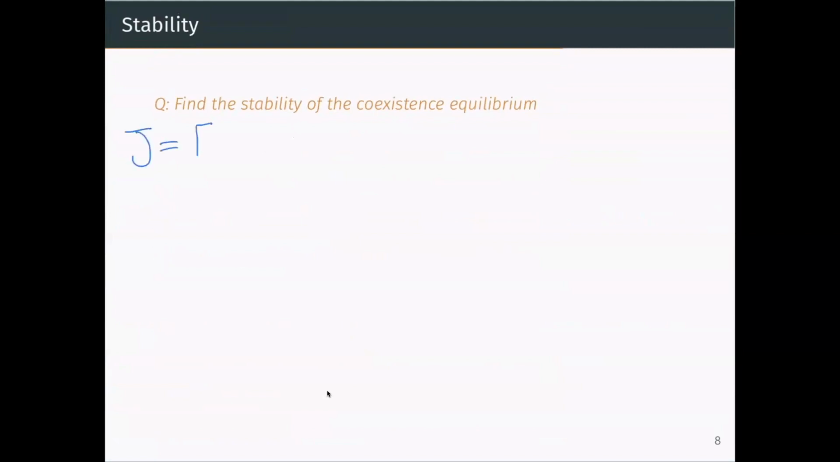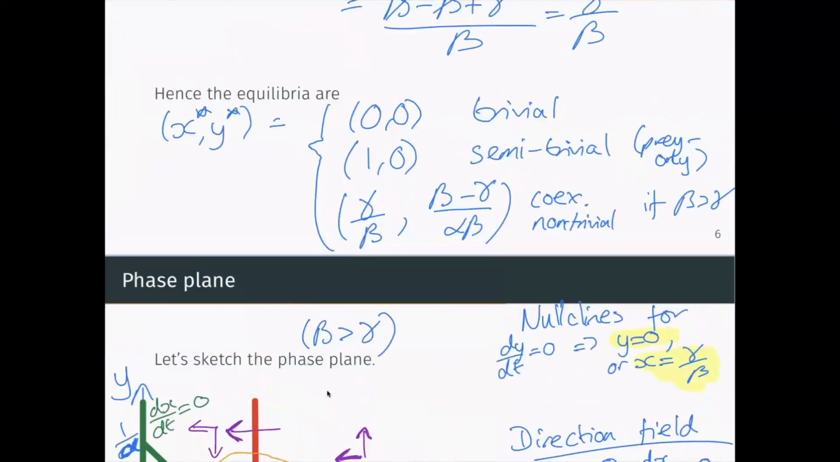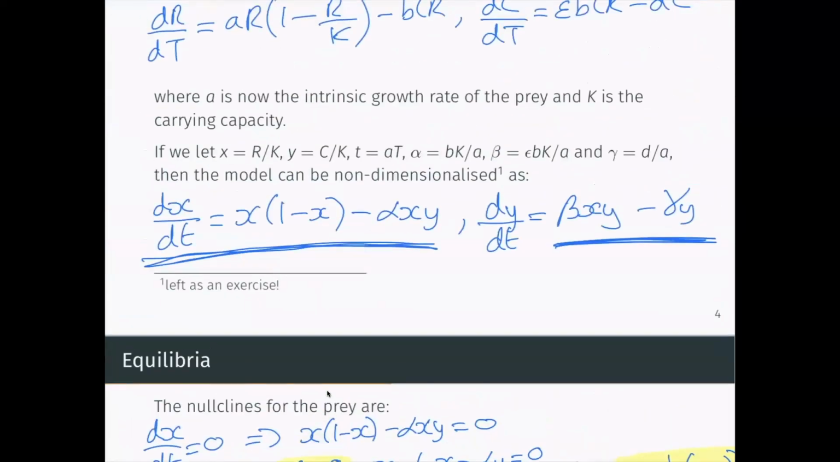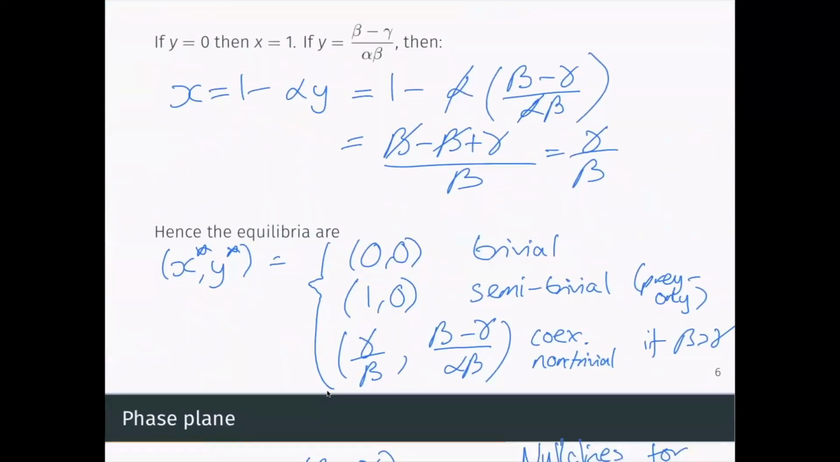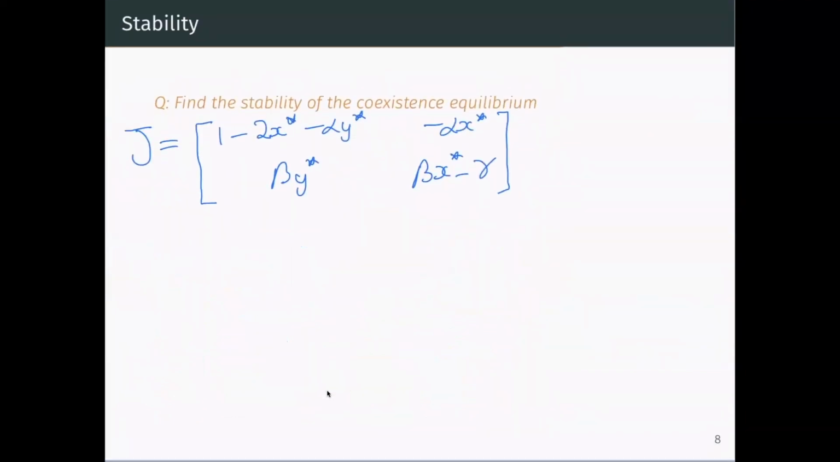First thing we need to do is find our Jacobian. So this is going to be 1 minus 2x star minus alpha y star, minus alpha x star, beta y star, beta x star minus gamma. I've gone through that quite quickly there. I'll leave it as an exercise for you to check that that Jacobian is correct from these equations up here. Remember, we're taking our partial derivatives with respect to x and y and putting them in this Jacobian matrix.